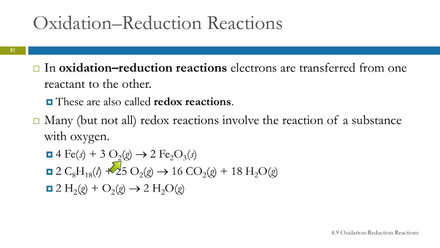So iron reacting with oxygen to form Fe2O3, iron(III) oxide. This is an oxidation reaction. If there's an oxidation, there has to be a reduction also. Here we've got C8H18. The carbon is reacting with oxygen to form CO2. It's being oxidized. Here we've got water reacting with oxygen. It's being oxidized.